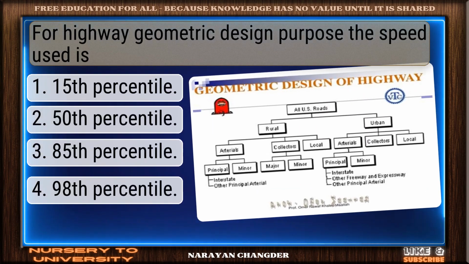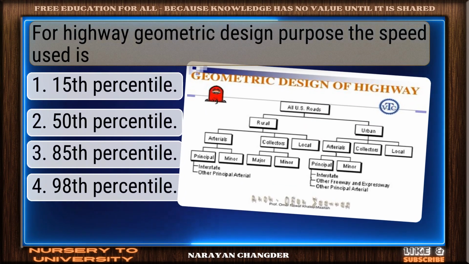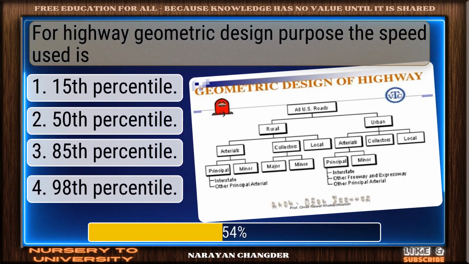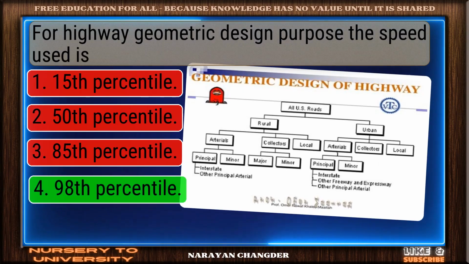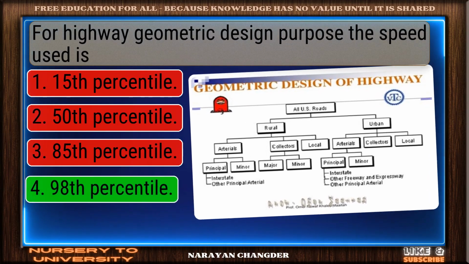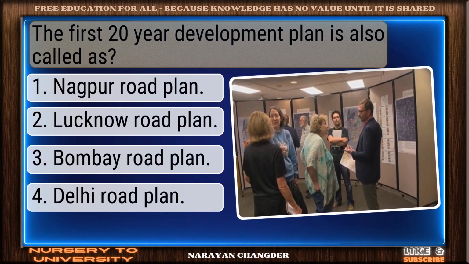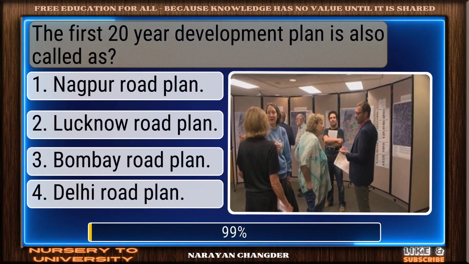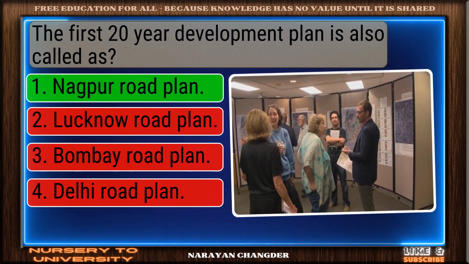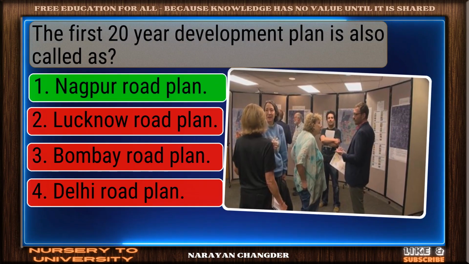For highway geometric design purpose, the speed used is... Good job. Your answer, 98th percentile, works well here. The first 20-year development plan is also called as... Excellent. Nagpur Road Plan is a brilliant choice.